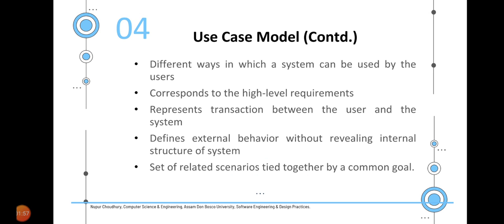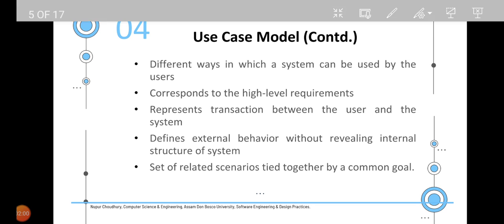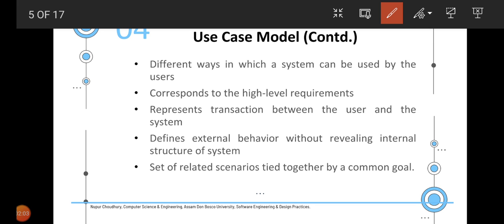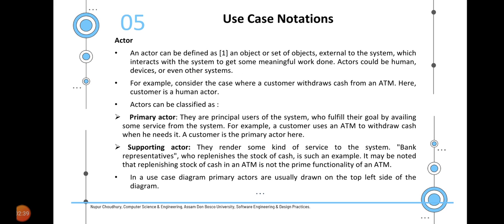When we are talking about the use case model, we have to understand that it is a diagram which represents different ways in which the system can be used by the users, and it corresponds to high level requirements. It also represents transactions between the user and the system and defines external behavior without revealing the internal structure of the system. Sets of related scenarios are also tied together for solving a common goal using the use case model. So basically the use case model represents the top level view of a system from the user's perspective.